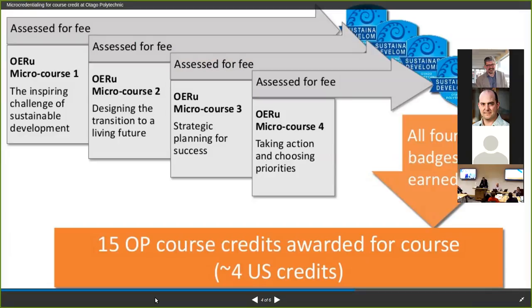When they finish the final one, they automatically get credits. They don't have to apply. So they pay before they get the badge? They pay for the badge. They don't pay for the credit. So they actually pay for this assessment service, which is mapped to credits. Can they get the badge without paying for the assessment? No. That's how we're doing it, because they're paying for the assessment.